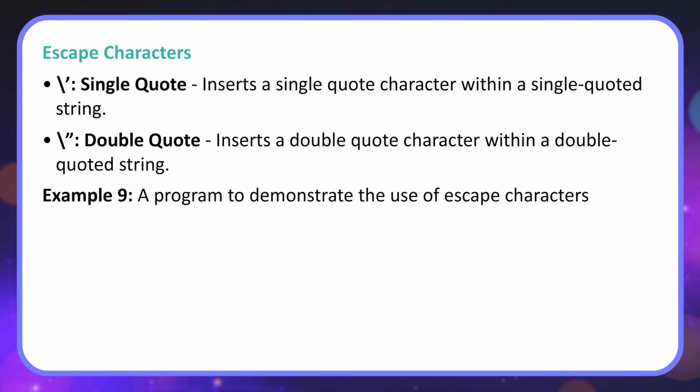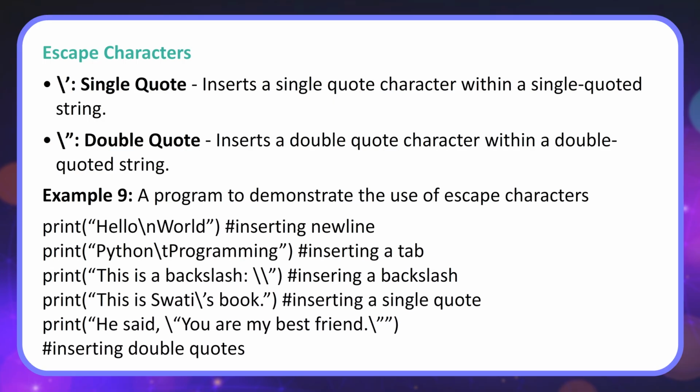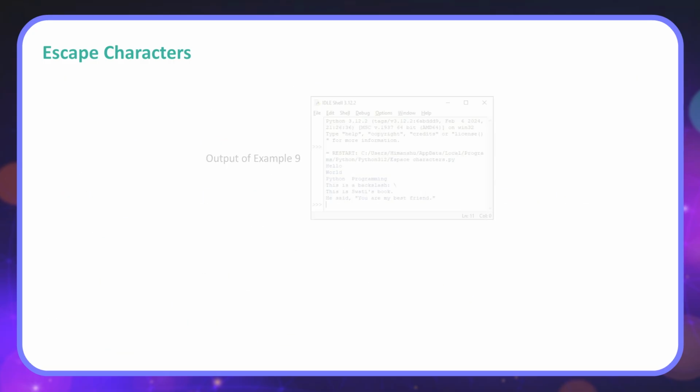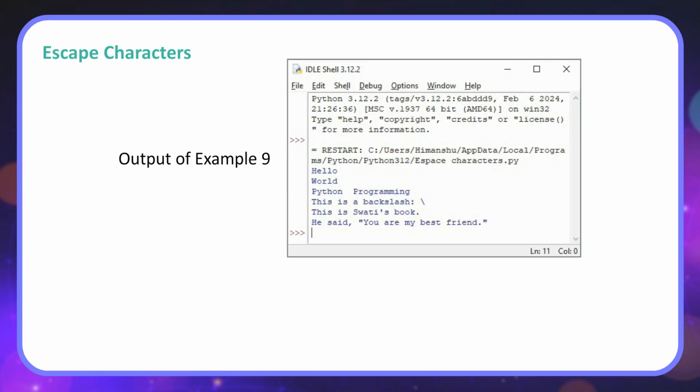Example 9, a program to demonstrate the use of escape characters. Print 'hello \n world'. Inserting new line. Print 'Python \t programming'. Inserting a tab. Print 'This is a backslash \\'. Inserting a backslash. Print 'This is Swati\'s book'. Inserting a single quote. Print 'He said, \"You are my best friend.\"'. Inserting double quotes. Output of example 9.